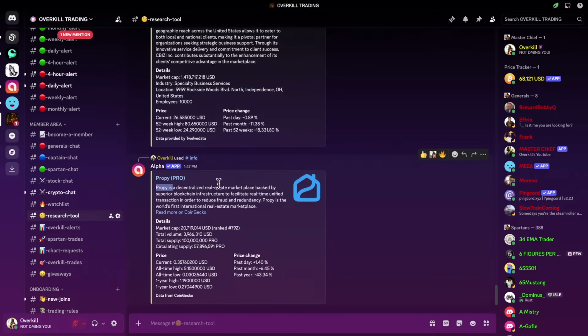So Propy is a decentralized real estate marketplace backed by superior blockchain infrastructure to facilitate real-time unified transaction in order to reduce fraud and redundancy. So a real estate name. It's a $20 million market cap, so it's still pretty small. Do they have staking? So you can actually see the market cap and all the price action stuff. You can read about it.